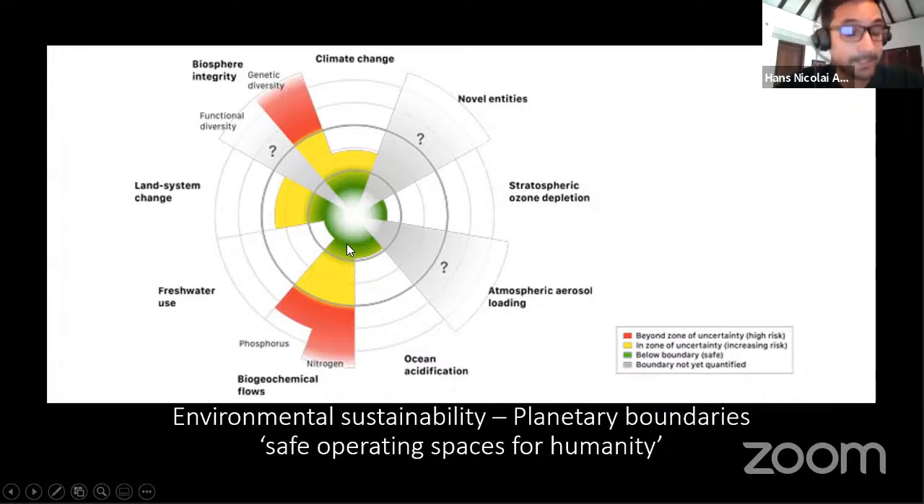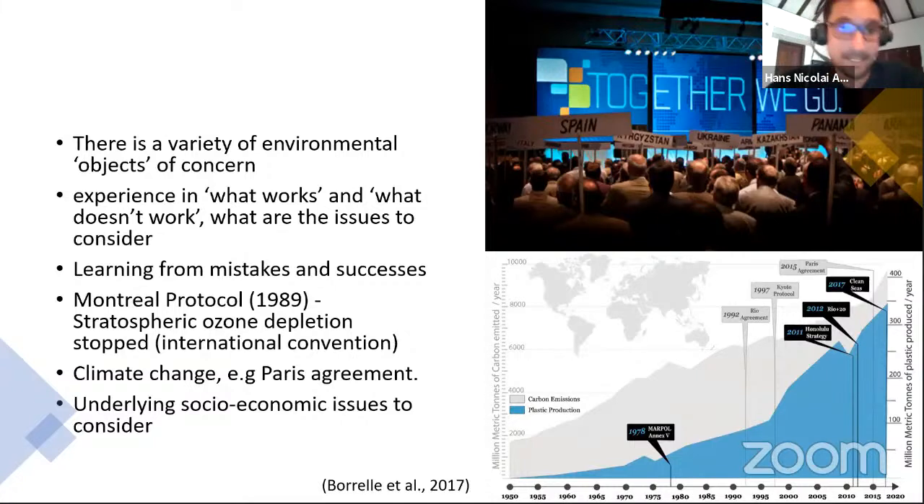And Marianne Carlsen will actually pick up on some of these issues later on when we talk about issues of resilience. So you don't see plastic here. You see land system change, you see freshwater use, you see climate change, you see some unknowns, you see biogeochemical processes and ocean acidification. At the same time, plastic matters, and I will come back to that.